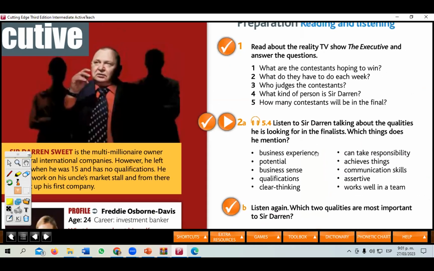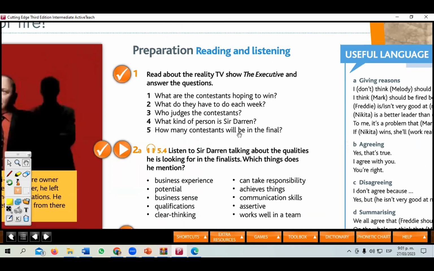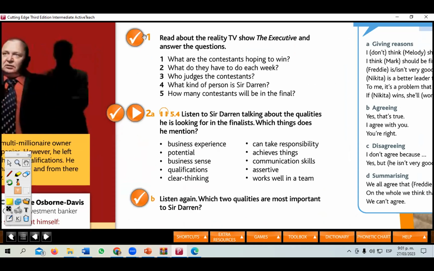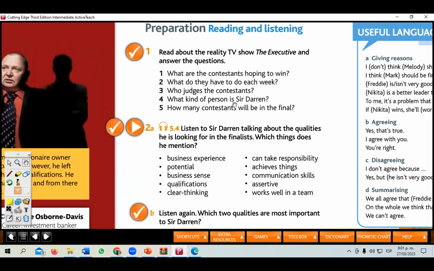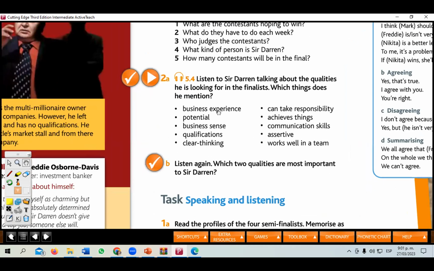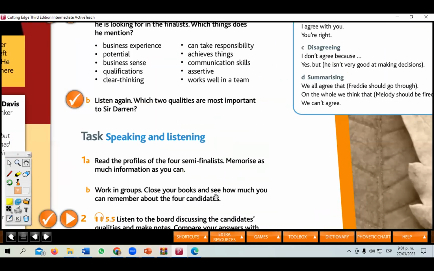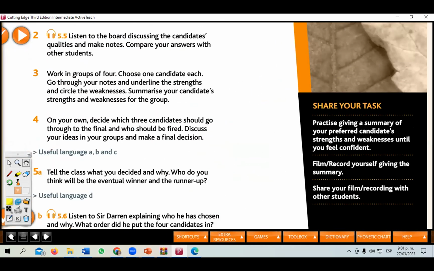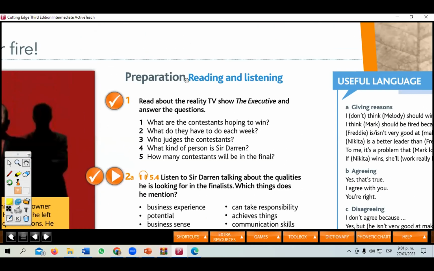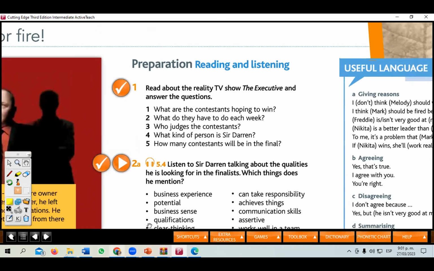So I'm going to give you some time to read again if it's necessary and answer the questions in point 1. All right? Let's have a couple of minutes. Remember, this is page 53. So I'm going to give you a couple of minutes to answer the questions 1 to 5, and then we continue.